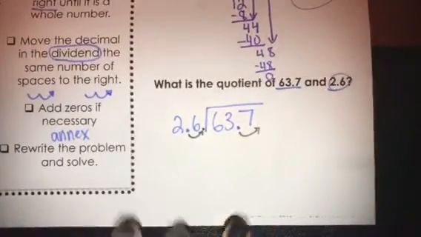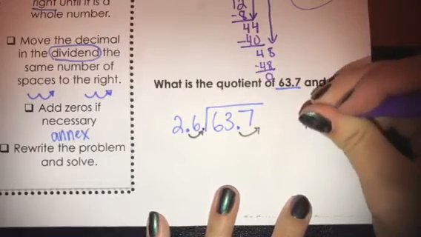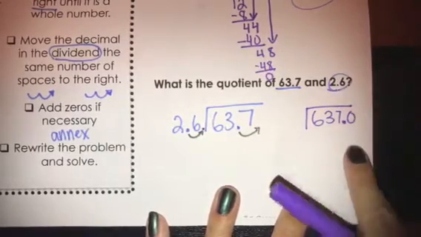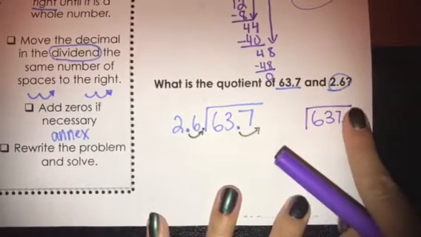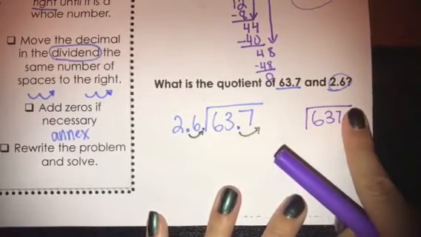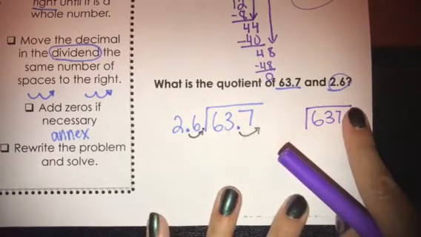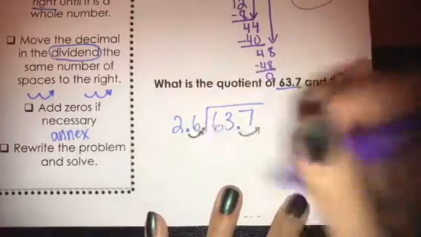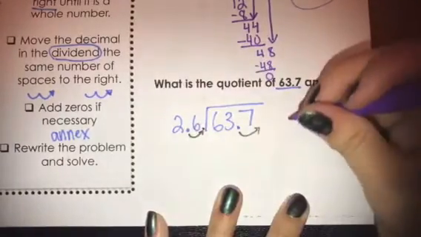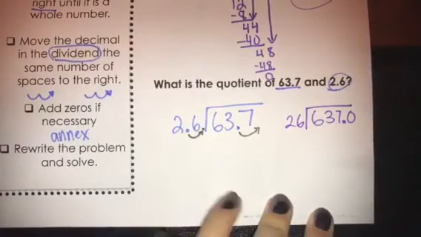So when I rewrite my problem, it's going to be 637.0. I actually want to keep that just in case I need to annex a 0. If I put 637, that still would be equivalent, that still would be correct. But since we're dividing with decimals and I want the option to drag down a 0, I'm going to leave it there just to remind me. And now instead of 2.6, I'm going to have 26. And then I would divide just as normal.